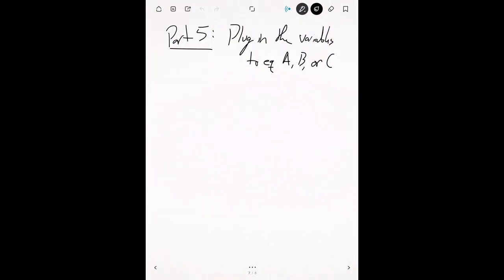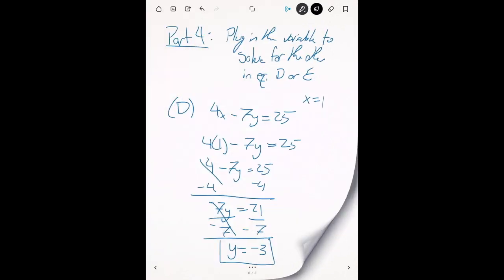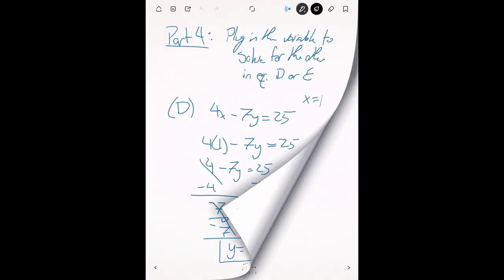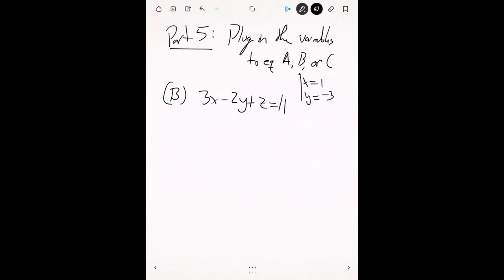So, I don't know. I'm going to just pick, again, it doesn't matter, equation B. That seemed like an easy one. So equation B was 3x minus 2y plus z equals 11. I know that x equals 1 and y equals, oh gosh, what did y equal? y equals negative 3. Okay, these are the two I've already solved for, so let's plug them in.